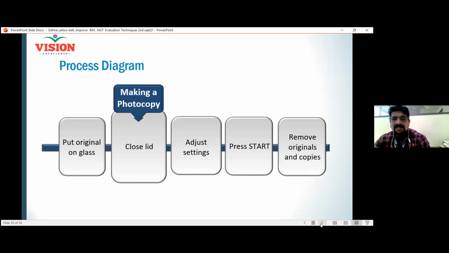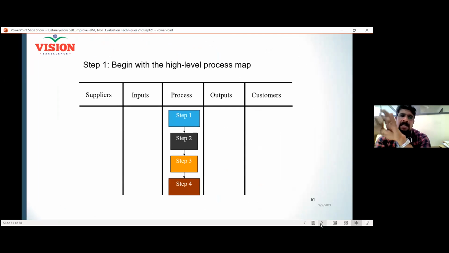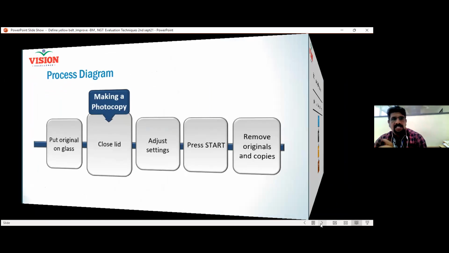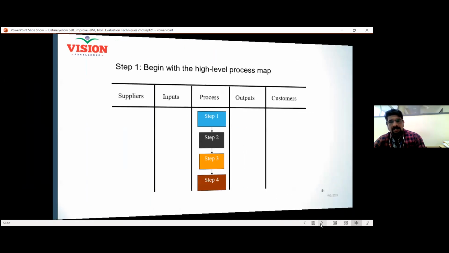So this is a process which will happen in a photocopier machine, in a Xerox machine. Let us see how to do it. So in a process map, first we have to start with the process. This is a process which we have for making a Xerox.